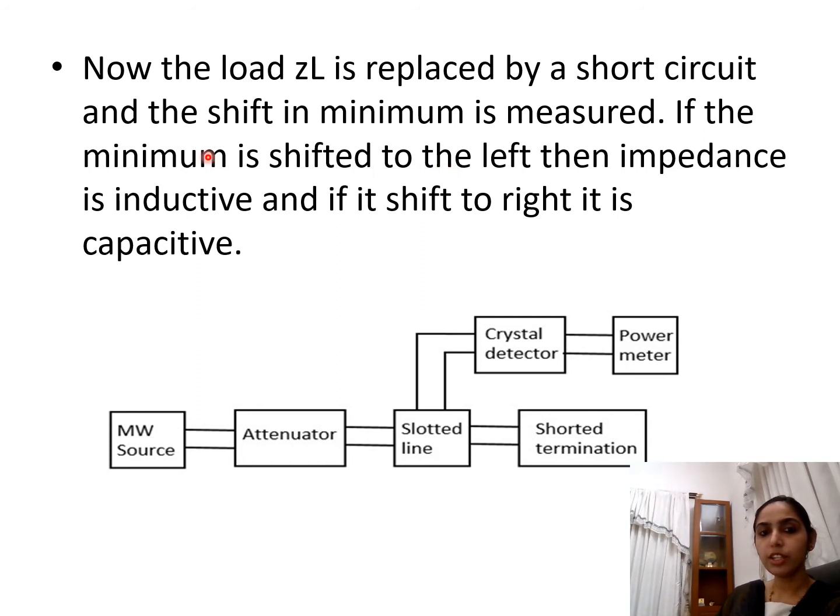If the Vminimum is shifted to the left, then the impedance is inductive, and if the Vminimum is shifted to the right, the impedance is capacitive in nature. You will better understand this point by looking at the next figure.